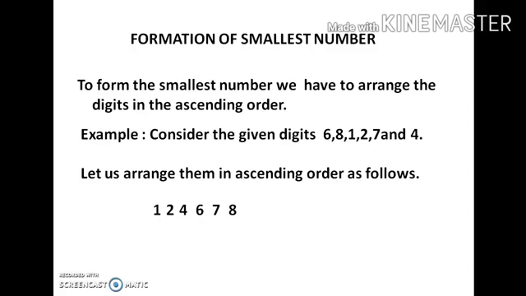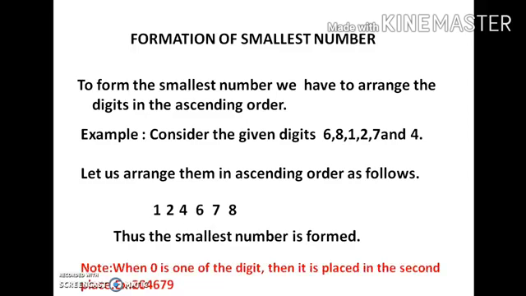And the number is read as 1,24,678, and it is the smallest number formed by the given digits. Now, remember children, if 0 is one of the digits, it is always placed in the second place, as 0 has no value in the first place. Let us see the example 204679, where 0 is placed in the second place. So, this is how we have to form the smallest and greatest number using the given digits.